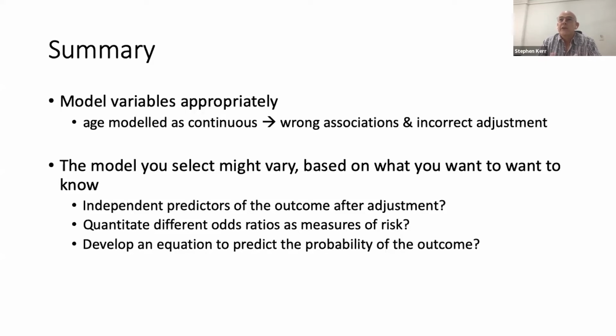So what you want to know from your model will determine the model that you ultimately want to develop. So we said that you want to know the independent predictors of the outcome after adjustment, or do you want to quantitate the odds ratios for different predictors as measures of risk, or do you want to develop an equation to predict the probability of the outcome?